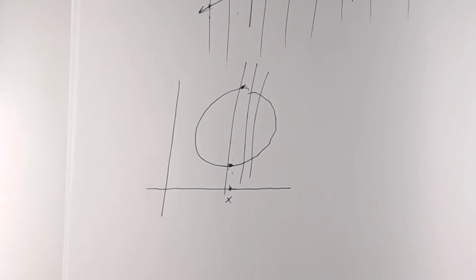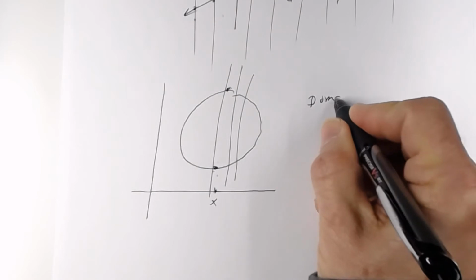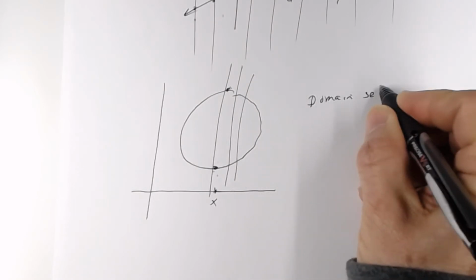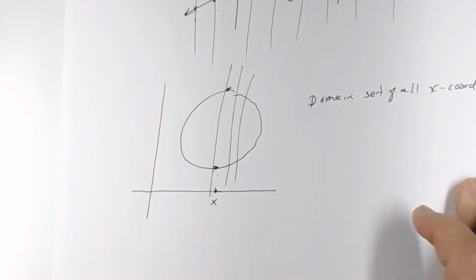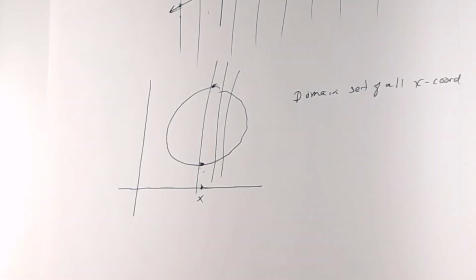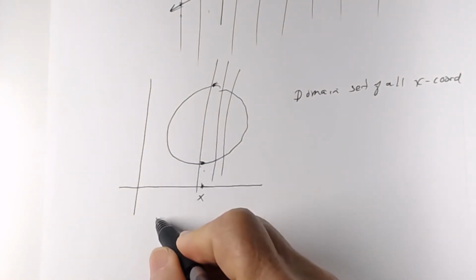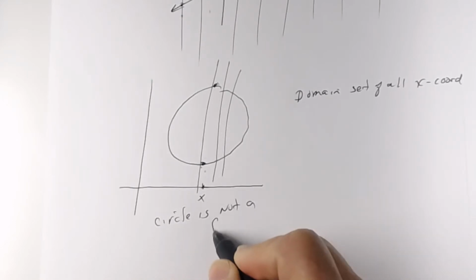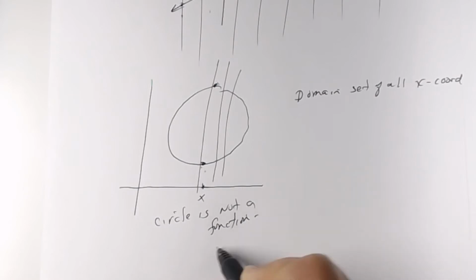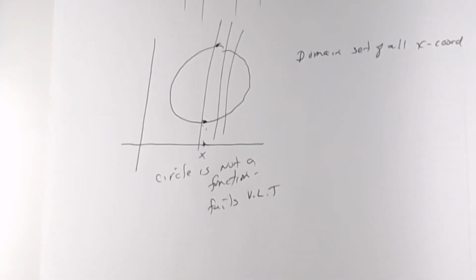But you can still talk about domain and range. All right, so let's talk about domain and range. The domain is the set of all x coordinates. Okay, the domain is the set of all x coordinates. What I was saying here, and I didn't write it down, was that the circle is not a function. It fails the vertical line test. I'm just going to call it VLT, vertical line test.